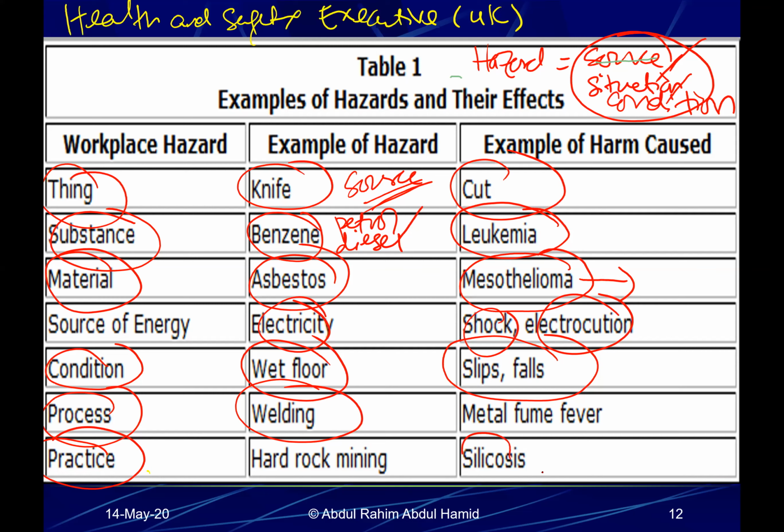And then practice, hard rock mining. You will get silicosis. Why hard rock mining? You get silicosis because silicosis has something to do with dust. This is what we call the dust. And remember, in the construction industry, we do work with a lot of dust. Dust coming from concrete work, cement, etc., and being exposed to dust for a very long time, at the end of the day, you will get silicosis, something to do with the lung. All kinds of dust get stuck in your lung.